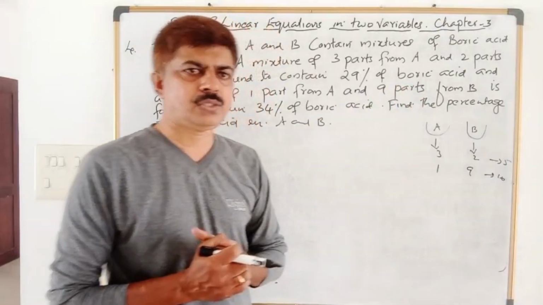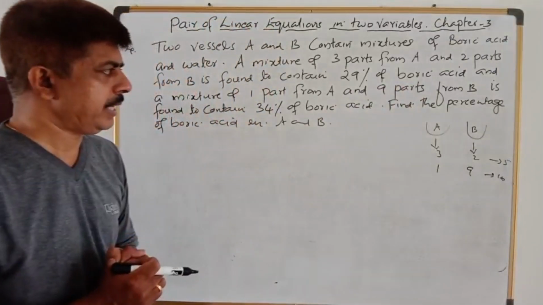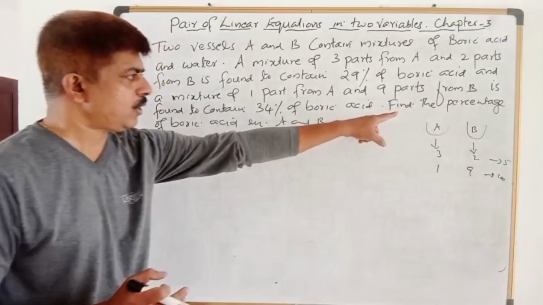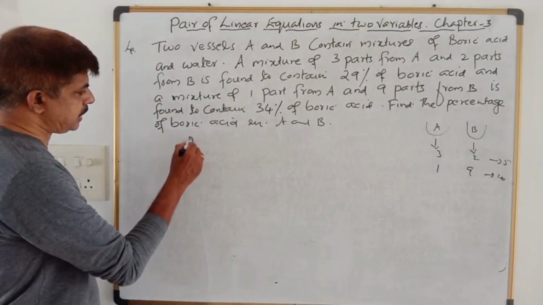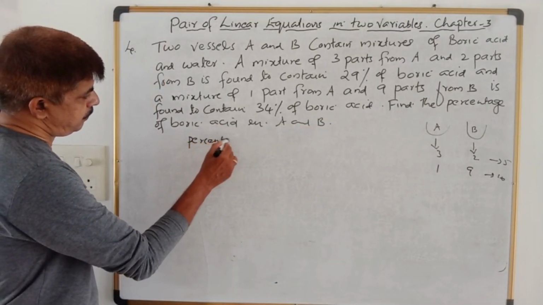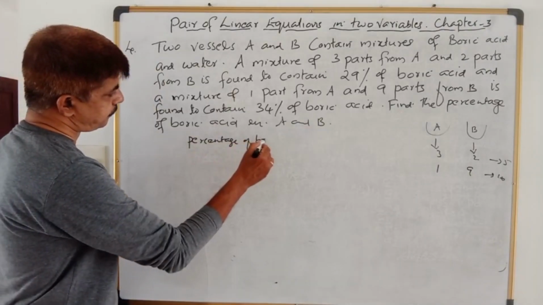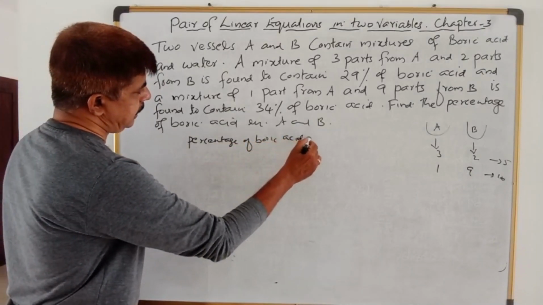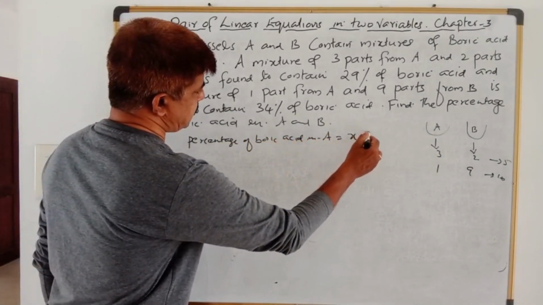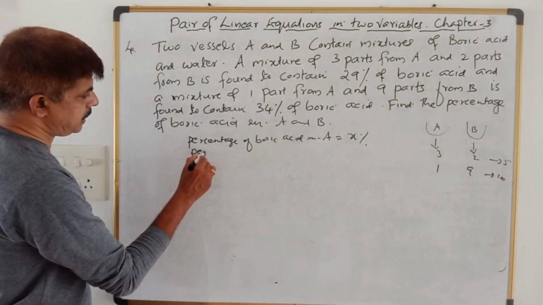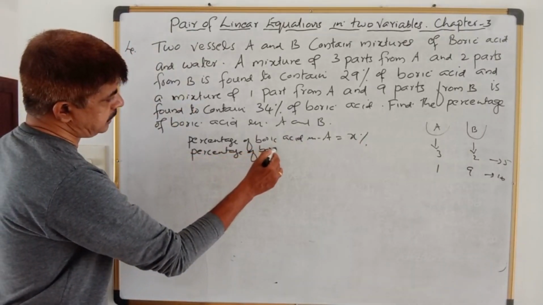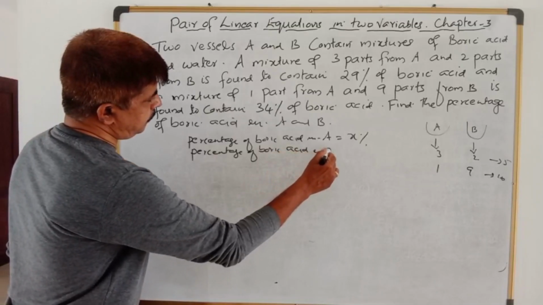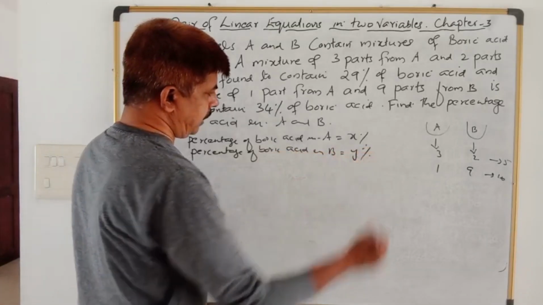So in the equation we should make it assume x and y. We are asked to find the percentage of boric acid in A and B. Let us take the percentage of boric acid in A as x percent, and the percentage of boric acid in B, let us assume y percent.